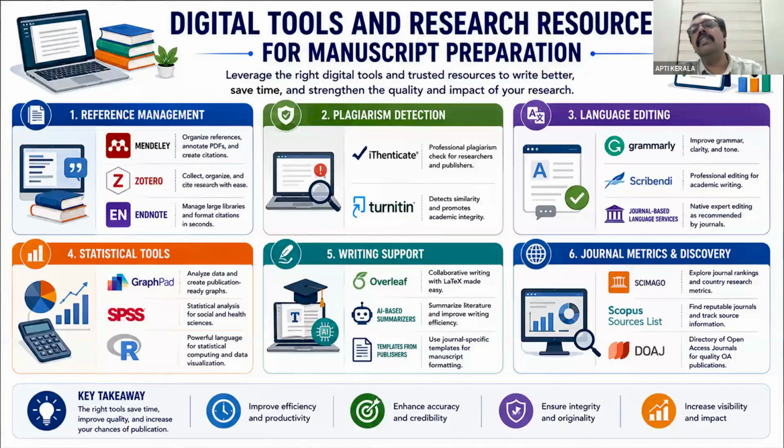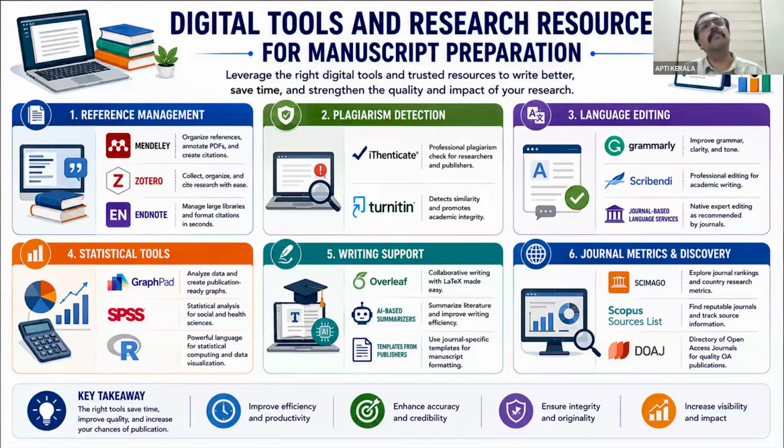Then language editing tools are there. The most commonly used one is Grammarly. Then Curlbolt, another one is there. That can be used for language editing, but as I said earlier, don't cut and paste. Then statistical analysis tools are there for creating bibliometric analysis, systematic review, etc. GraphPad, SPSS, R. SPSS and R are less used, but GraphPad, OmicsViewer, etc. can be used. Then writing support, AI-based summaries, Overleaf, etc. are there for supporting us.